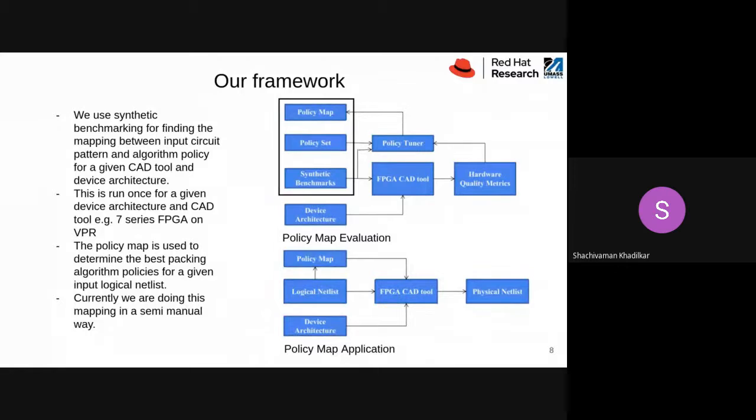The policy tuner is run once for a given device architecture in CAD tool. For us, Xilinx Series 7 FPGA and the VPR tool. This gives us the policy map, which is the mapping between the input hardware pattern and the target algorithm policy. The policy map is then used to determine the best packing algorithm techniques for a given input logical netlist. Currently, we are doing this in a semi-manual way.